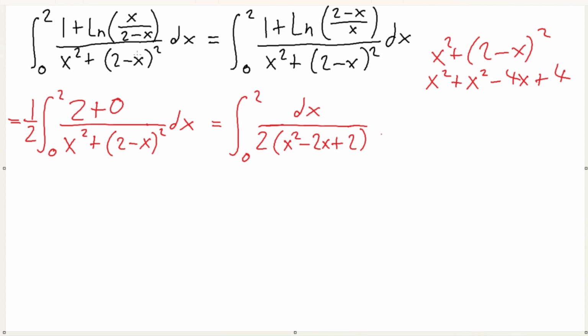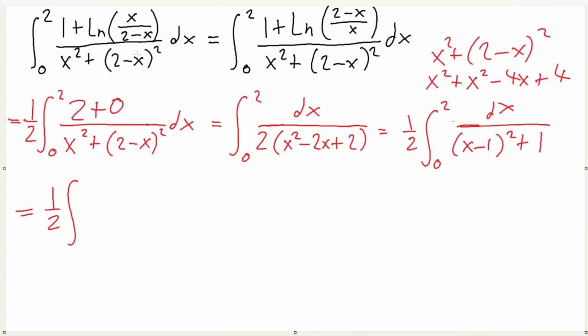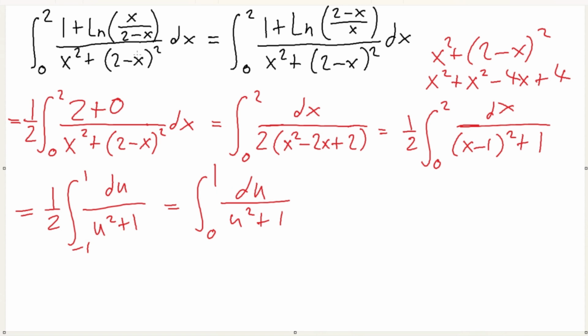Oh, beautiful. Would you look at that? Complete the square, and we just get x minus 1 squared plus 1. Which is equal to, if you let u equal x minus 1, this is just u squared plus 1 du, from negative 1 to 1. Oh, how convenient. Symmetry. So this is just equal to pi over 4 then. The whole integral is just equal to pi over 4.